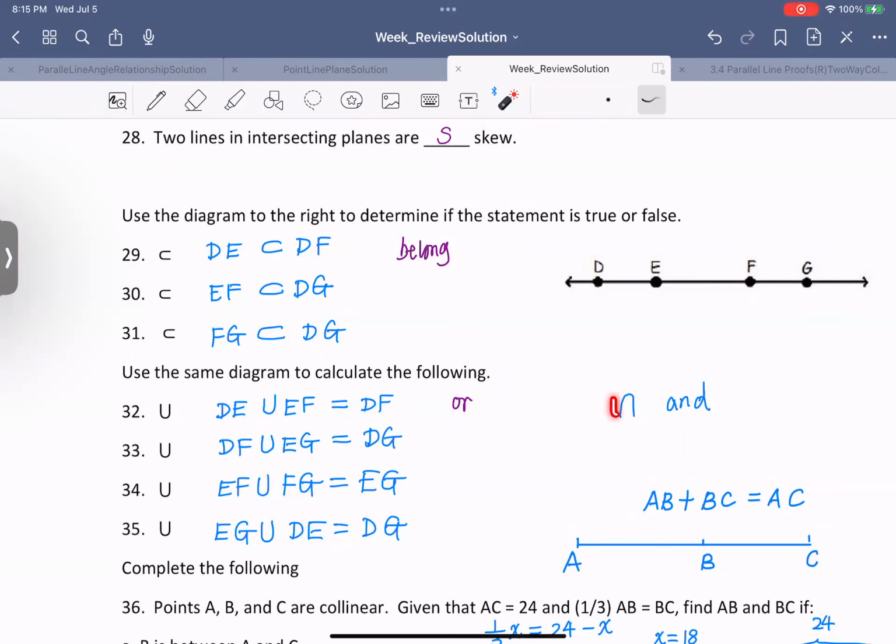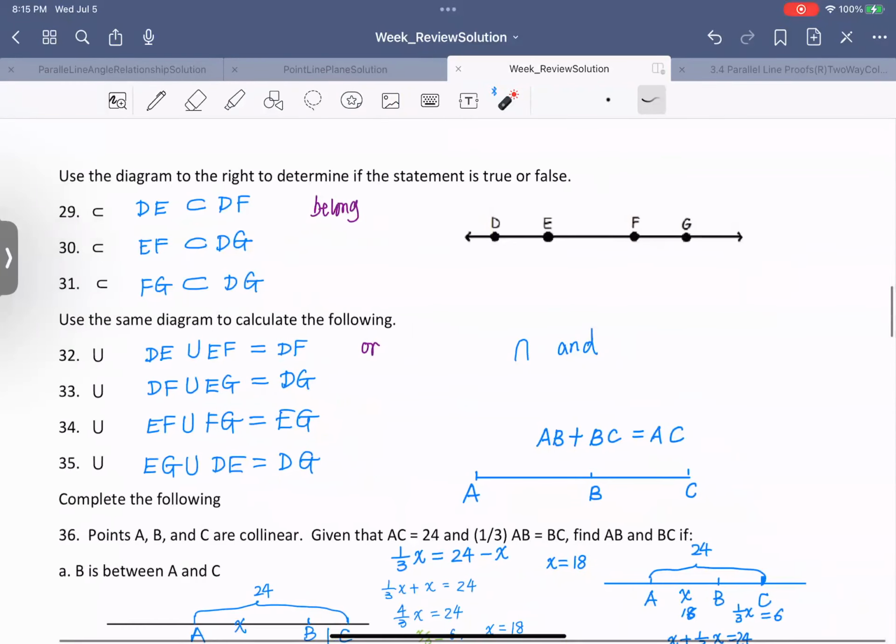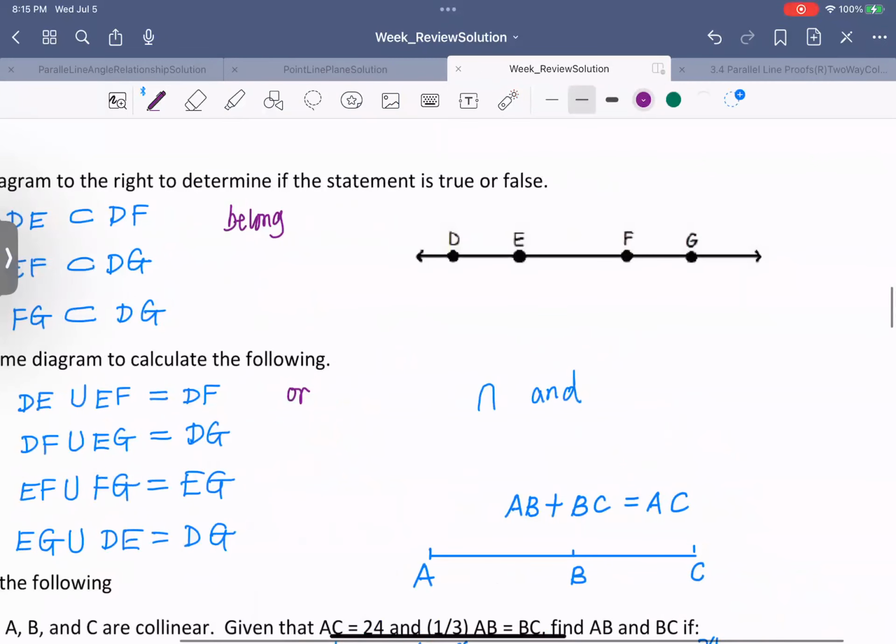Another one: if you flip this upside down, this is not union. This is called and. What does and mean? Say DF and EG. DF is here, EG is here. This is equal to EF.